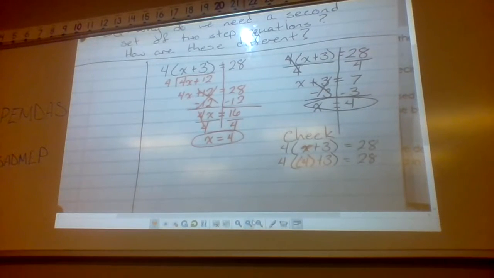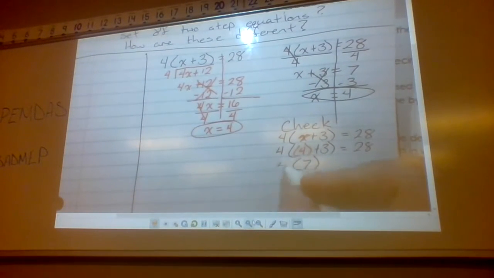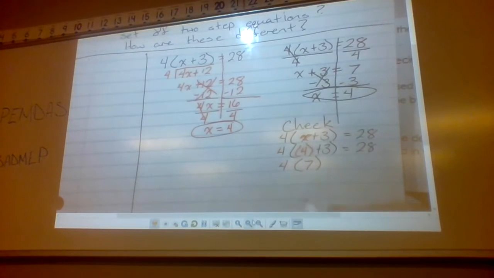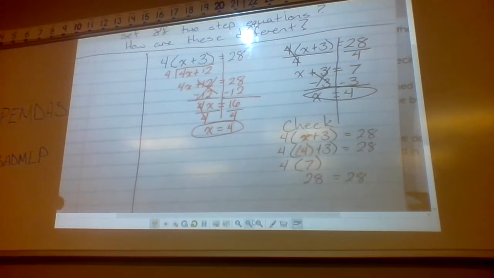Well, now what? What would it multiply? 4 times 4. Is that it? I mean, you could distribute, or we could also, what's 4 plus 3? What's 4 times 7? Does 28 equal 28? Yeah. Does it work? Yeah. Does it matter which method we chose? No. Yep. If the instructions say check your work, then check your work. Okay?